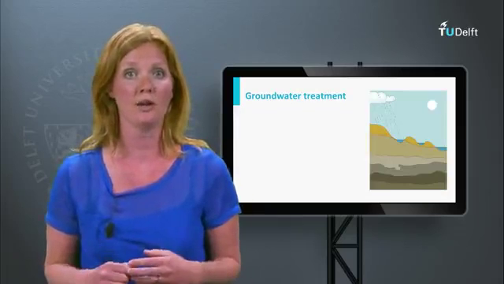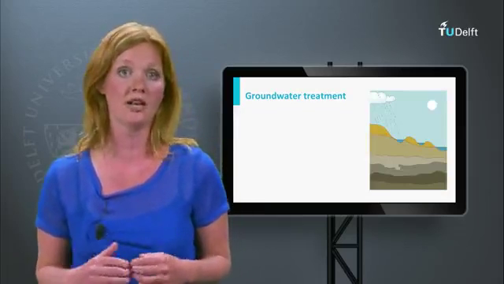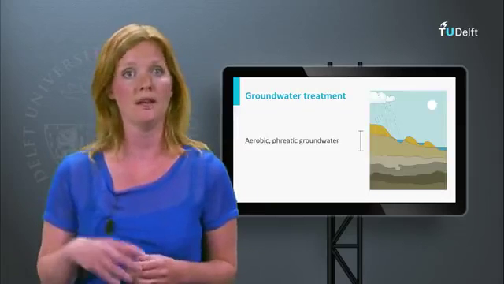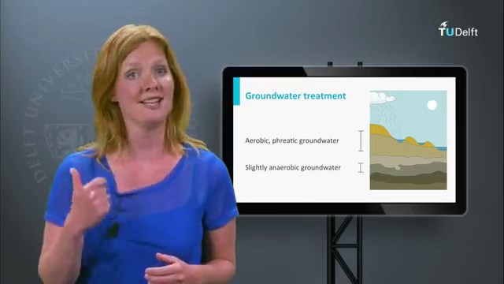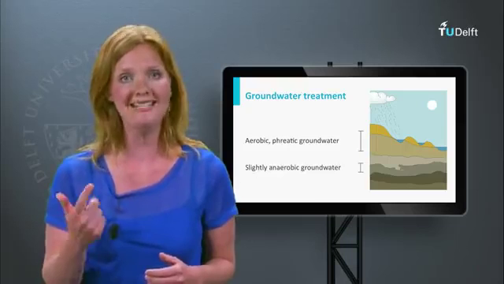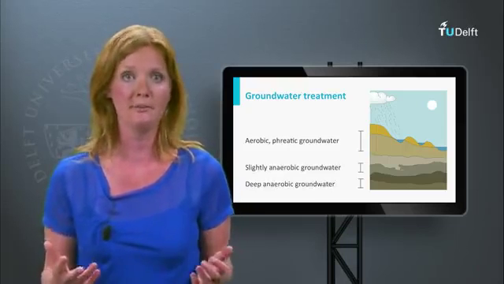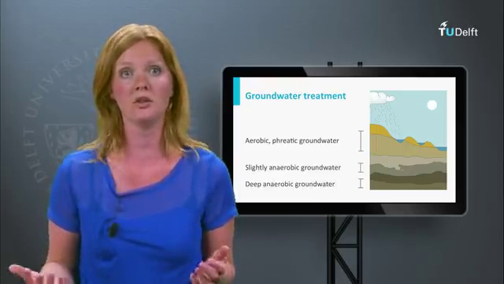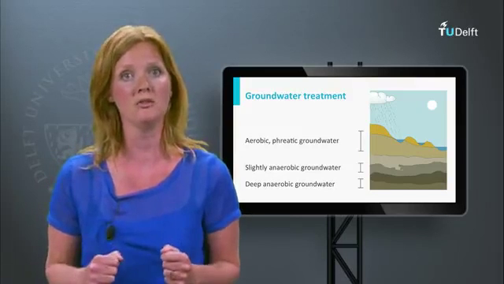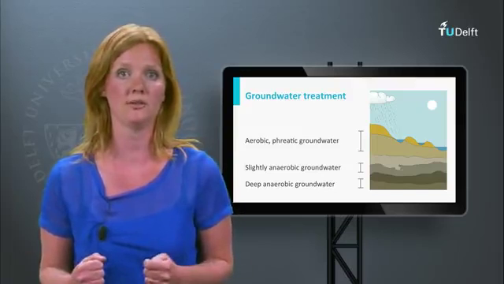With respect to drinking water production, 3 different groundwater types can be roughly distinguished: aerobic groundwater, slightly anaerobic groundwater, and deep anaerobic groundwater. The type of groundwater can be identified by measuring parameters such as oxygen concentration, redox potential, iron and methane concentrations.